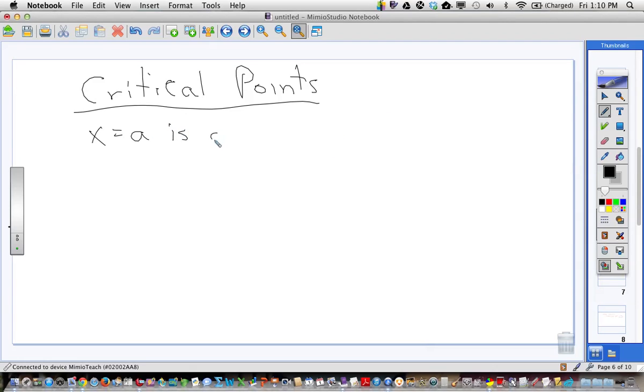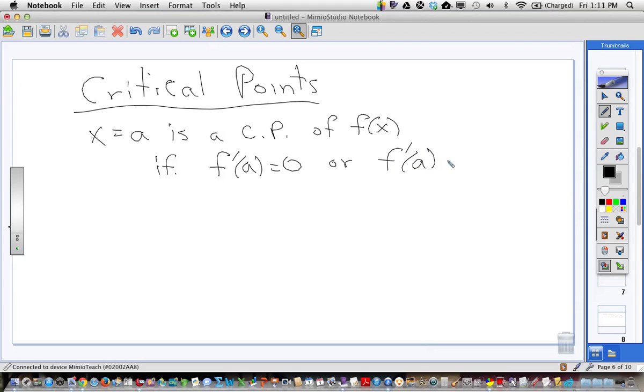So x equals a is a critical point (I'm just going to abbreviate that) of f of x if f prime of a equals 0 or f prime of a is undefined. Okay? So if f prime of a is 0, it's a critical point. It's also a stationary point, because that was the definition of stationary point. Or f prime could be undefined. Then it's just a critical point.